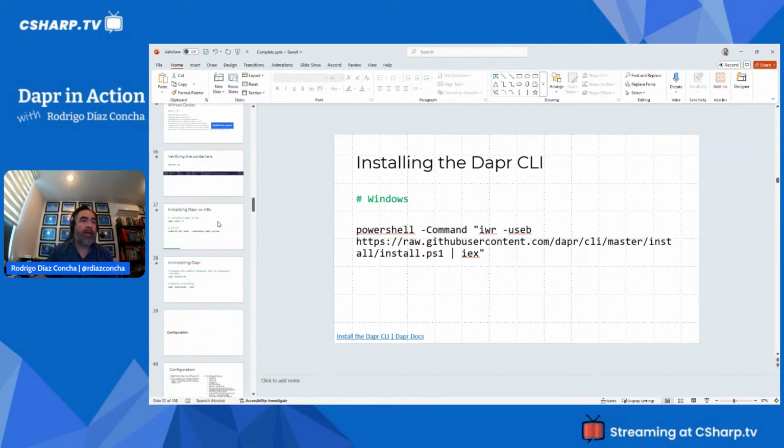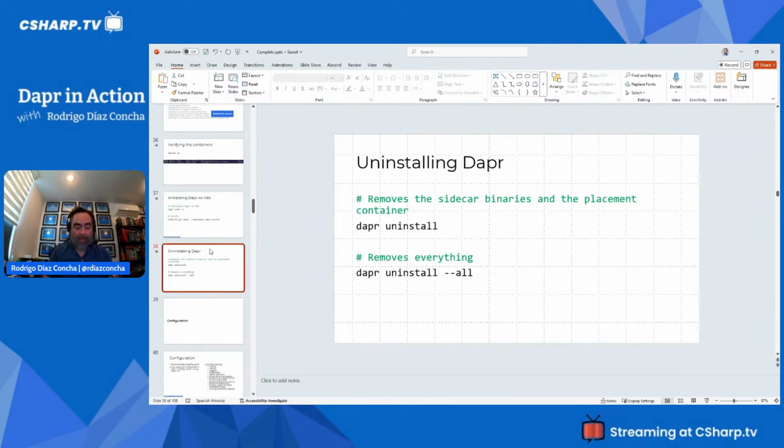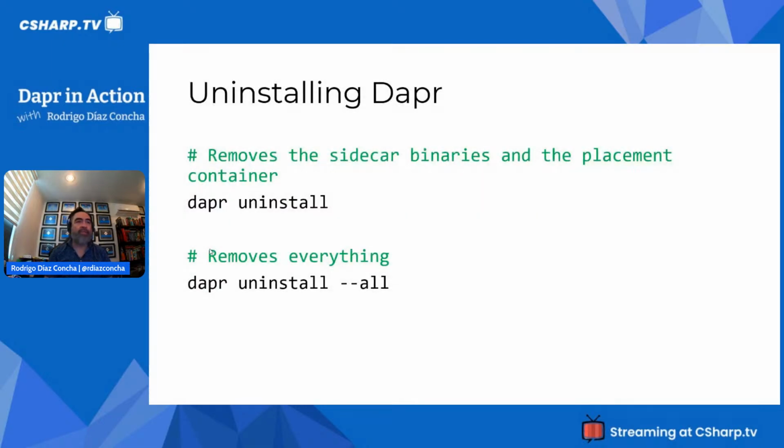Installing the Dapr CLI, verifying, initializing, uninstalling Dapr. I'm sure I mentioned this back in session 1. We have two options here. You can remove the sidecar binaries and the placement container just by typing dapr uninstall. You can also use the --all flag to remove everything, even the Docker containers that are pulled from Docker Hub when you dapr init.